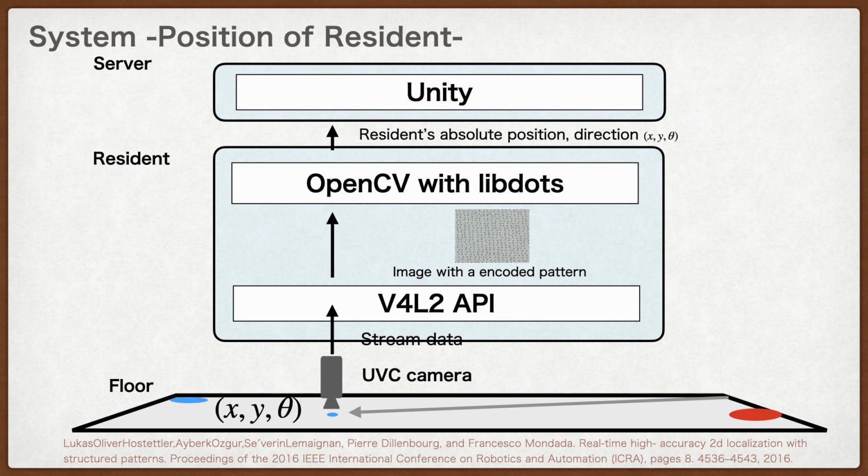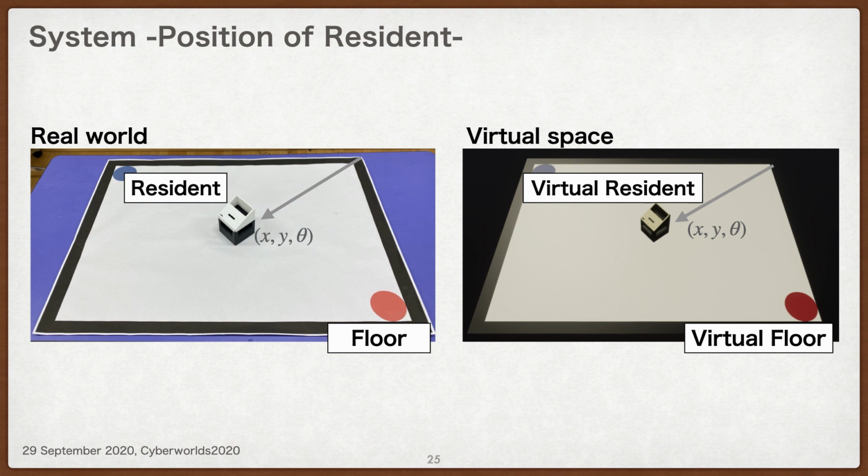Libdot is a tracking OpenCV library using encoded dot patterns developed by Hostettler et al. OpenCV with libdot calculates absolute position and direction using the image with an encoded pattern from the UVC camera, and the data is sent to Unity. When Unity receives the resident's position and direction, the virtual resident is set at the same position on the virtual floor. This means the users can control the virtual objects like miniature models freely.